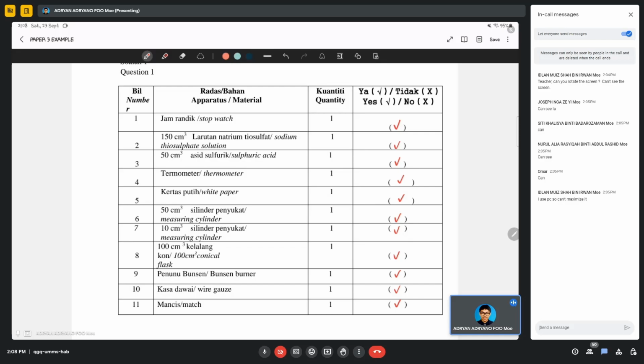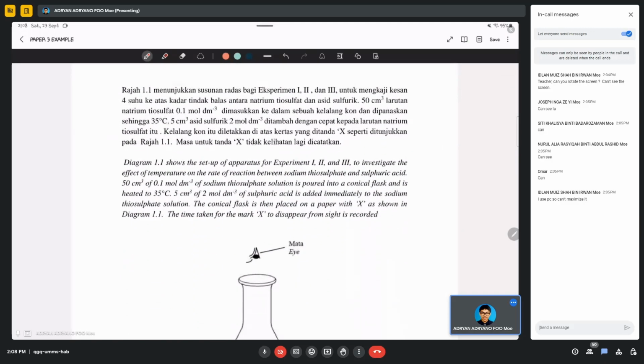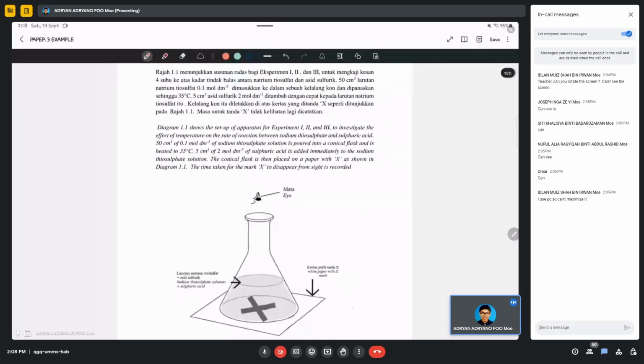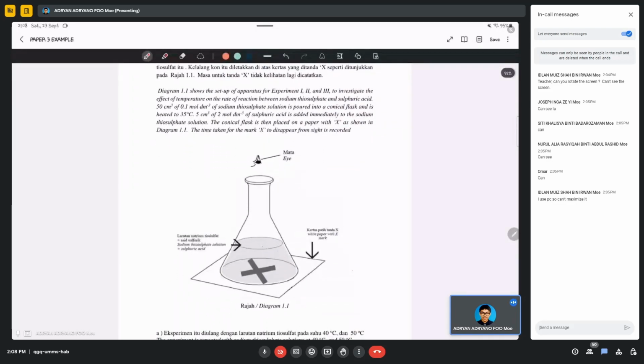I stir the sodium thiosulfate, and then I calculate the time taken to make the X mark disappear. Okay? So next, they will give you the procedure. It shows the apparatus setup for experiments 1, 2 and 3 to investigate the effect of temperature on the rate of reaction between sodium thiosulfate and sulfuric acid.